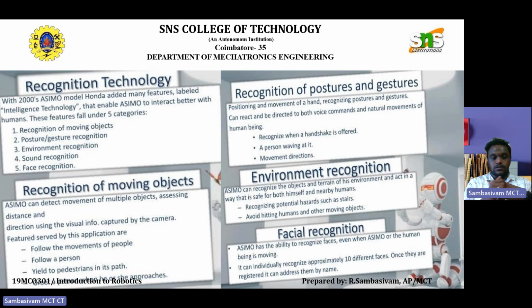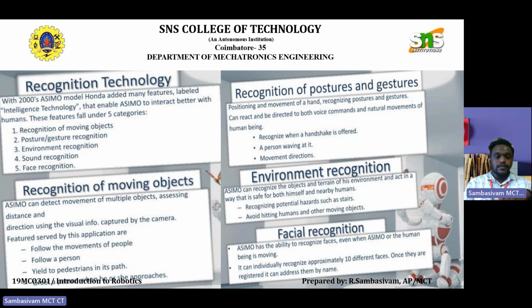Recognition technology: within the 2000s, Honda added many features to the Asimo model, with intelligence technology that enables Asimo to interact better with humans. This comes under 5 categories, especially the features of recognition of moving objects, posture recognition, environmental recognition, sound, and face. These are the 5 important key features that have been recently developed.